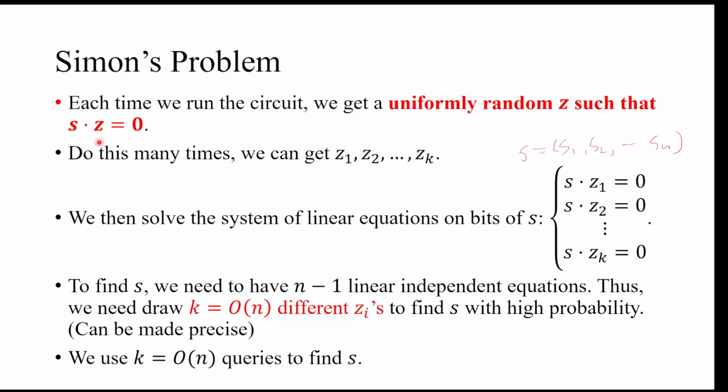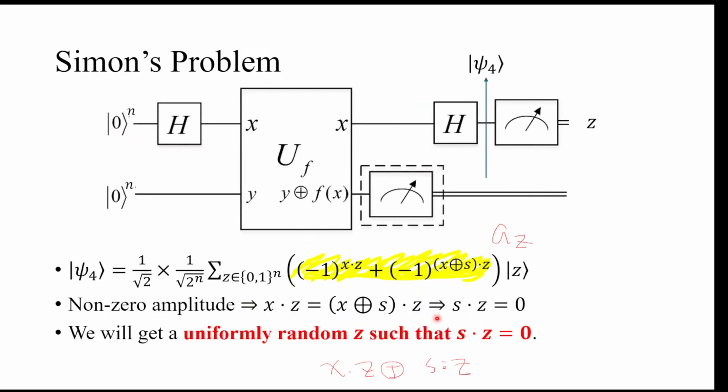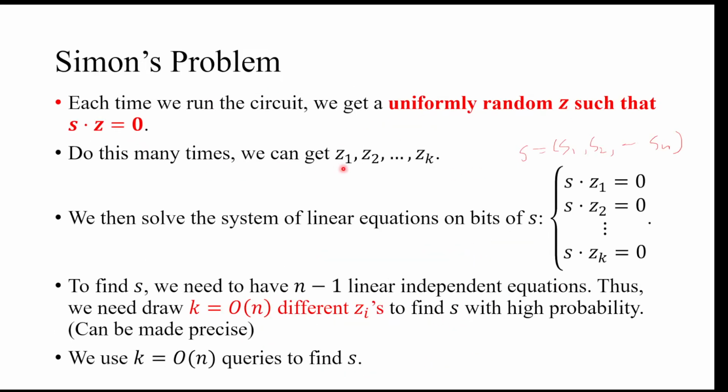We just run this over and over again. We get a whole bunch of z such that s dot z equals 0, so we get z1, z2 to zk, etc. Remember, they are uniformly distributed. And then we just solve a linear equation from those z1 to zk.